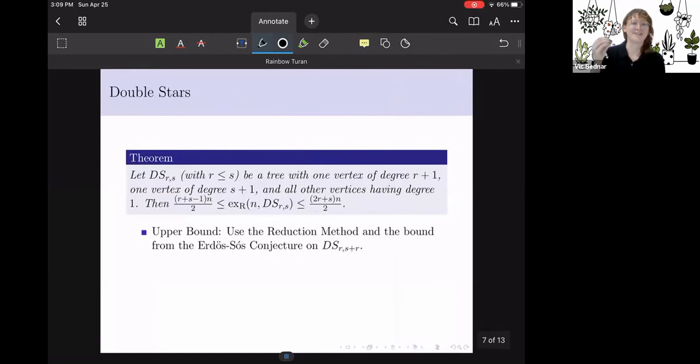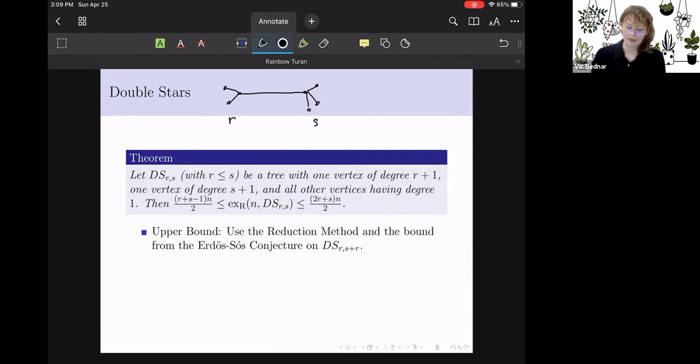All right, now we have everything we need to start talking about double stars. A double star is 2 stars with an edge in between. We call them DS_{R,S} for the number of leaves, R leaves and S leaves, and further specify that R has to be less than or equal to S.